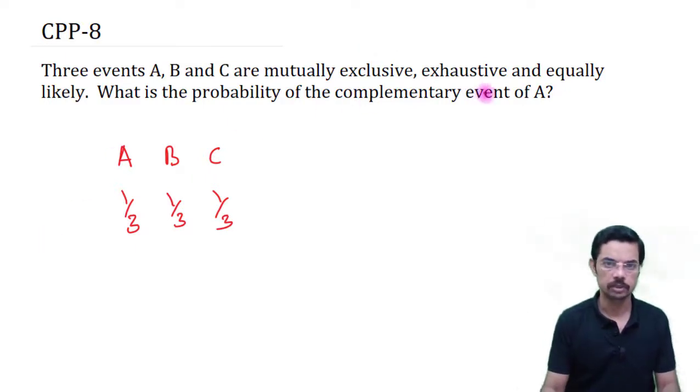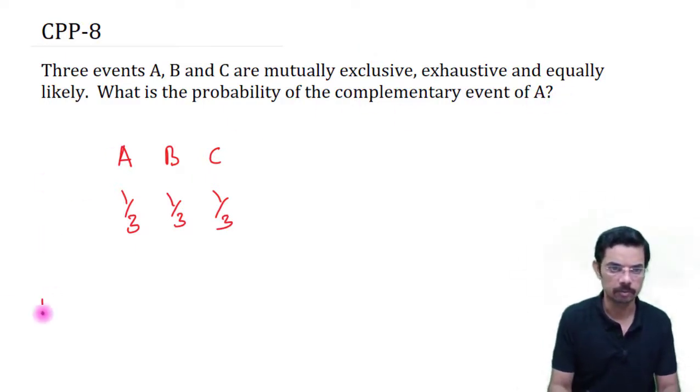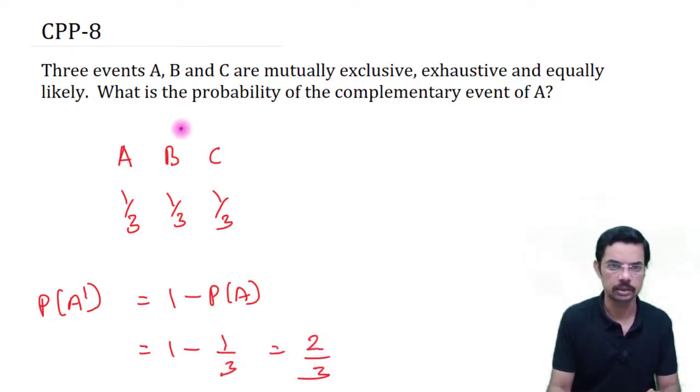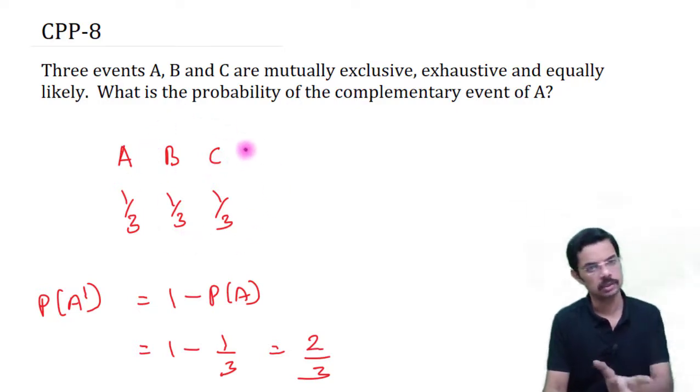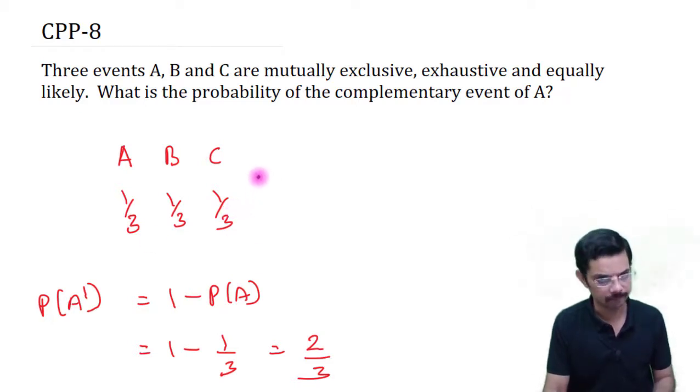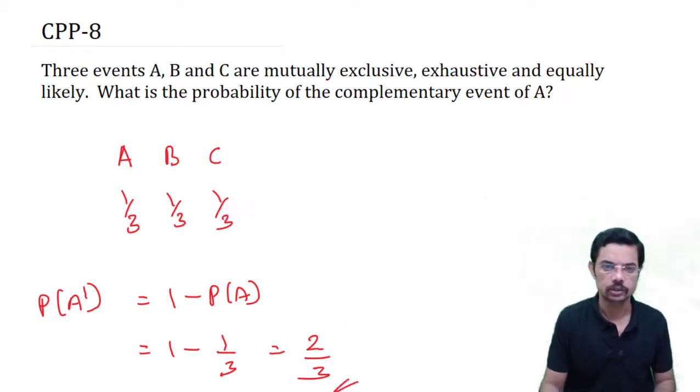So what will be the probability of the complementary event of A? Probability of A dash will be equal to 1 minus probability of A. That is equal to 1 minus 1 by 3, and that is equal to 2 by 3. Or we can say, what is the probability of getting B and C? It is also one way. Directly, 1 by 3 plus 1 by 3 will be equal to 2 by 3. So that is 2 by 3.